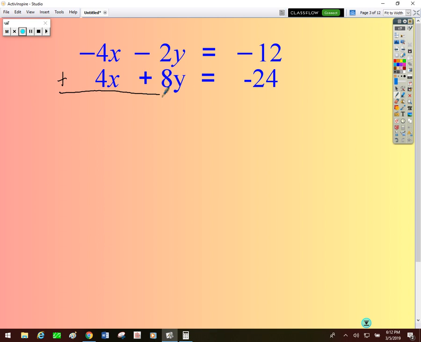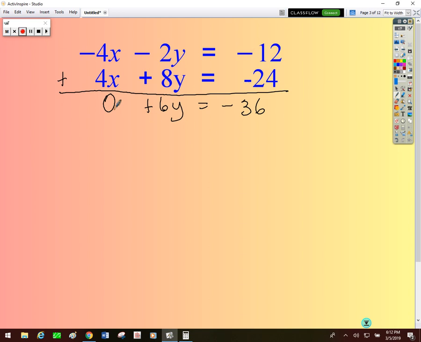Okay. So what we want to do is we want to figure out, how can I eliminate one variable? Well, if I look up at this problem, I see up here that my x variables have the same coefficient and different signs. Well, these two added together would be 0. If I add my y's, I have 6y. And then if I add my constants, negative 12 plus a negative 24, be very careful here. That's negative 36. Remember, same signs, add and keep, right?